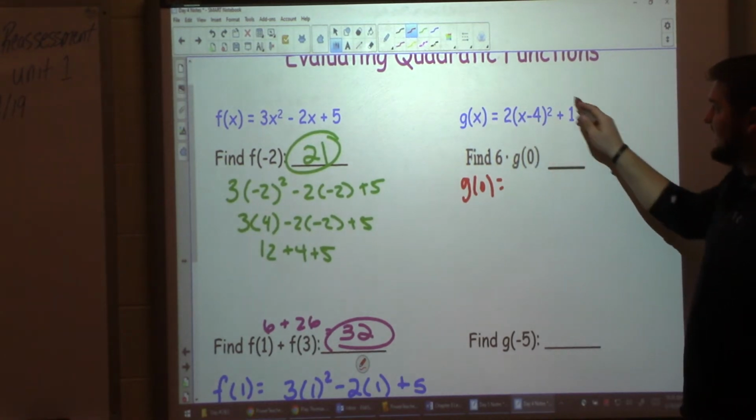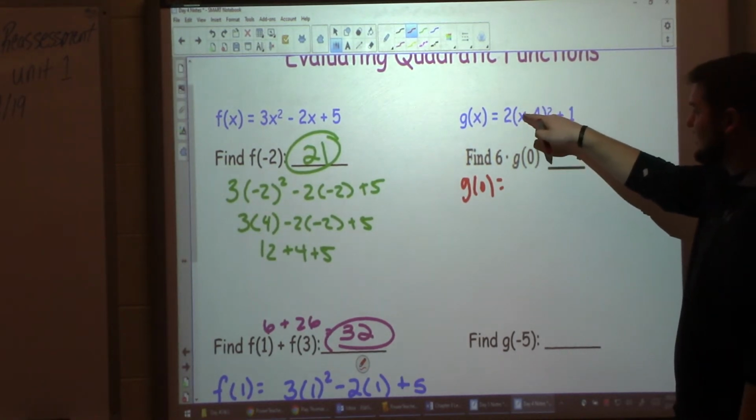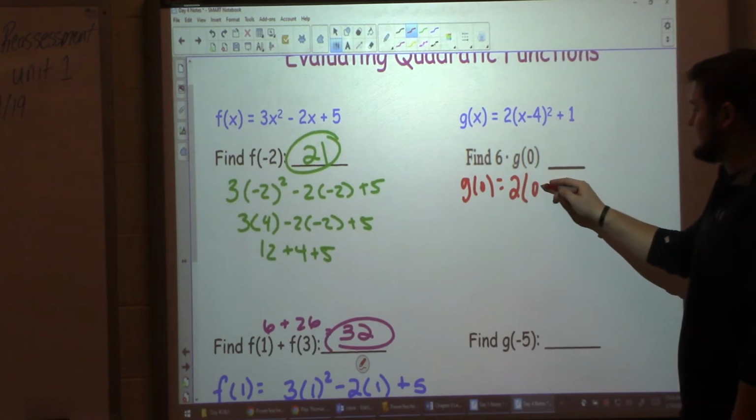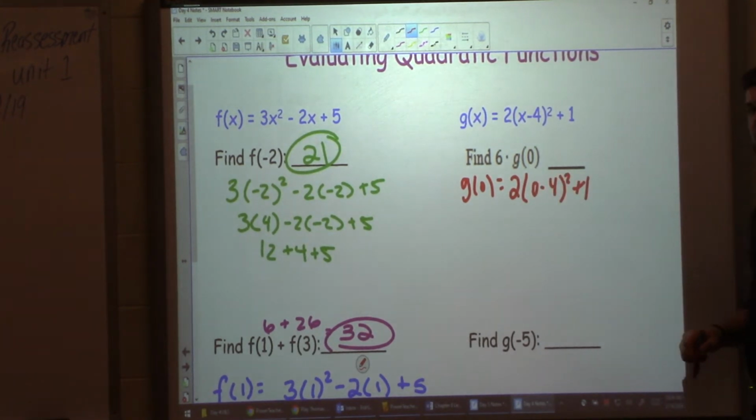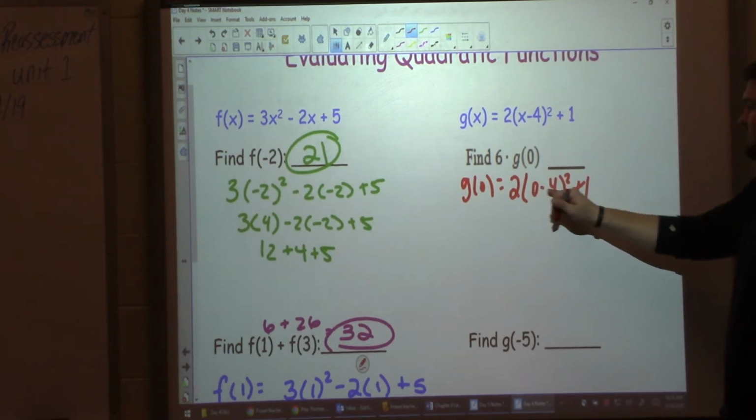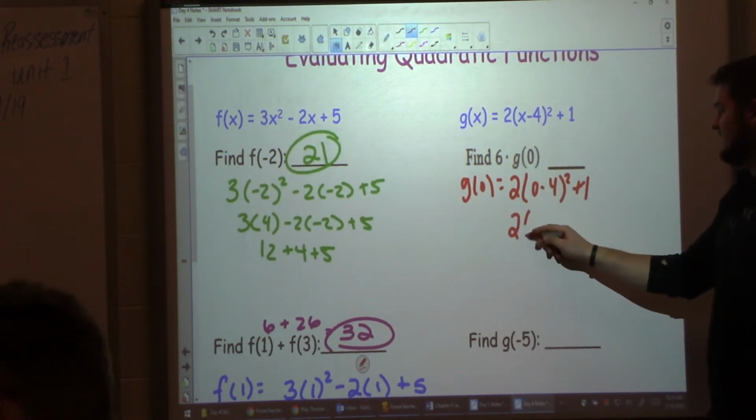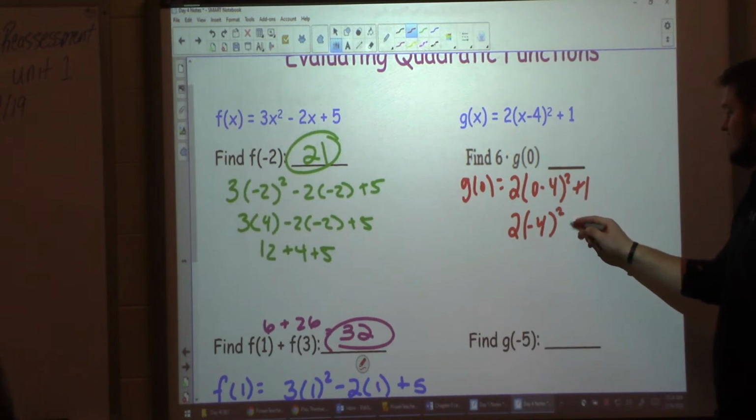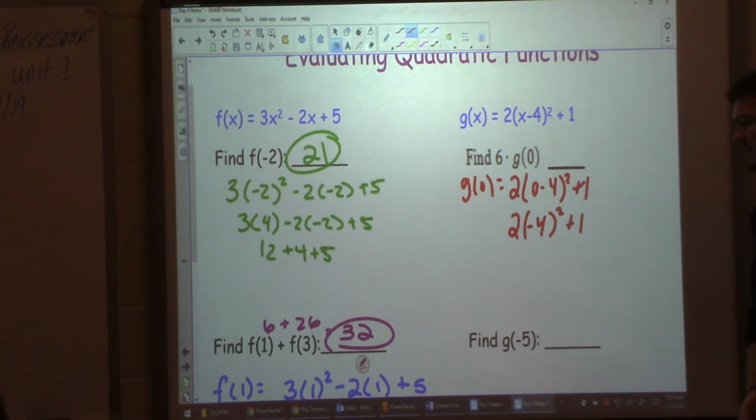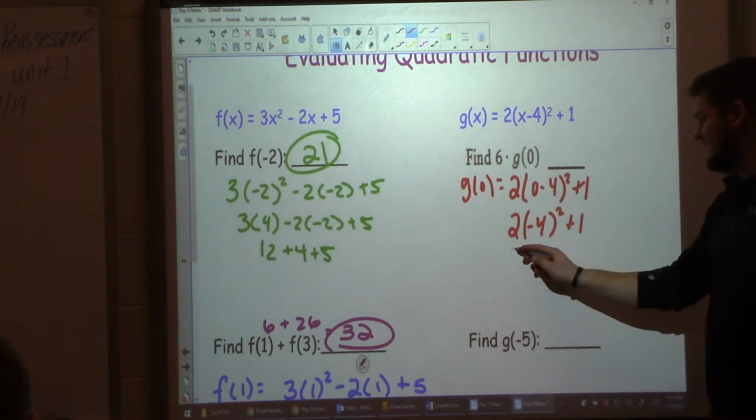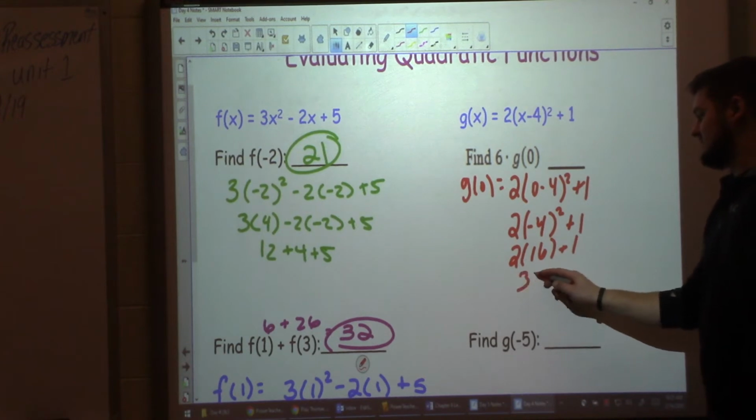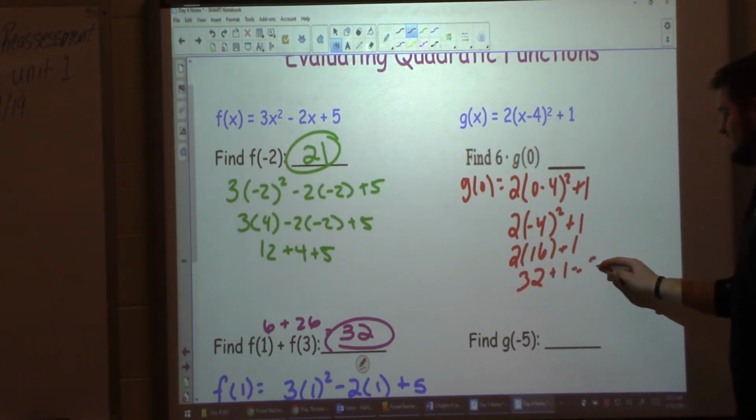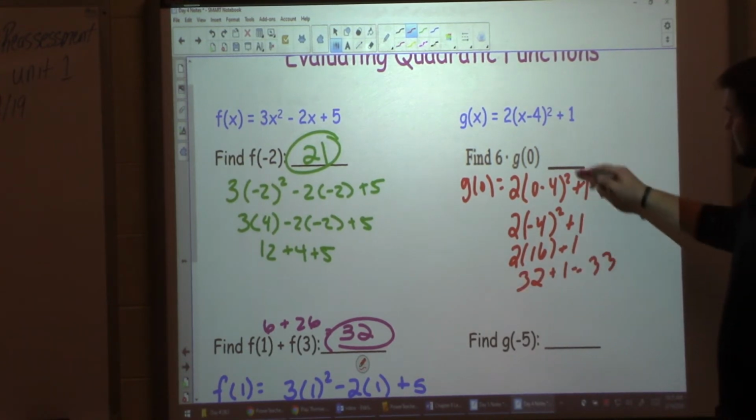Plug 0 in for x. 2 times (0 minus 4) squared plus 1. Well, order of operations, do it in the parentheses first. 0 minus 4 is -4, squared, plus 1. What's -4 squared? 16. So 2 times 16 plus 1. 2 times 16 is 32. Plus 1 is 33.